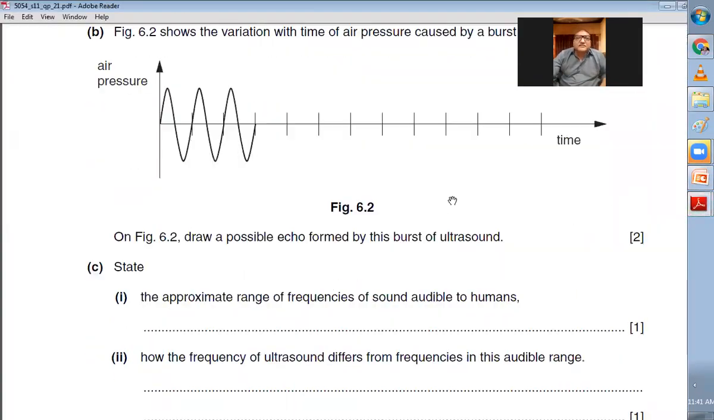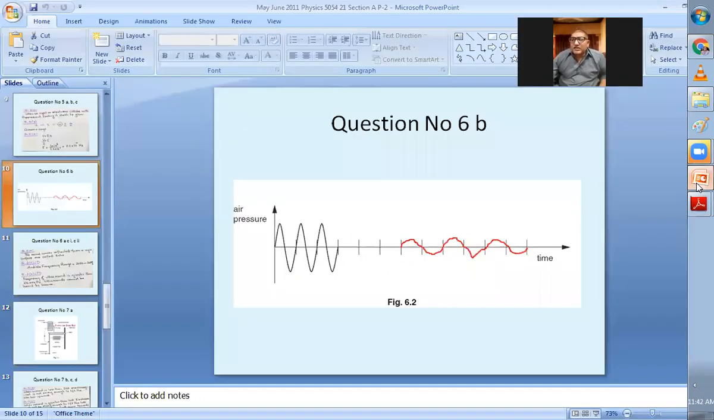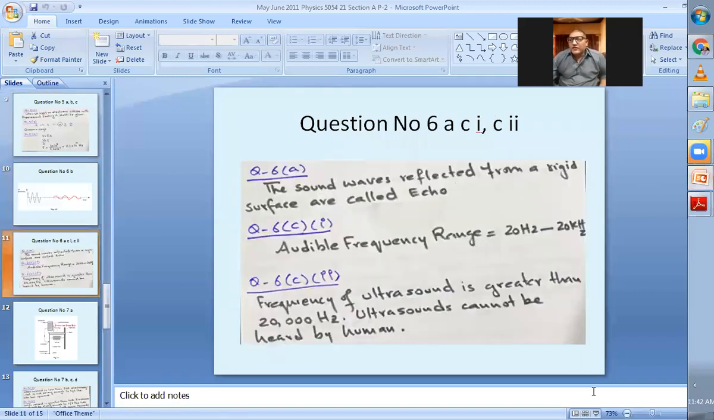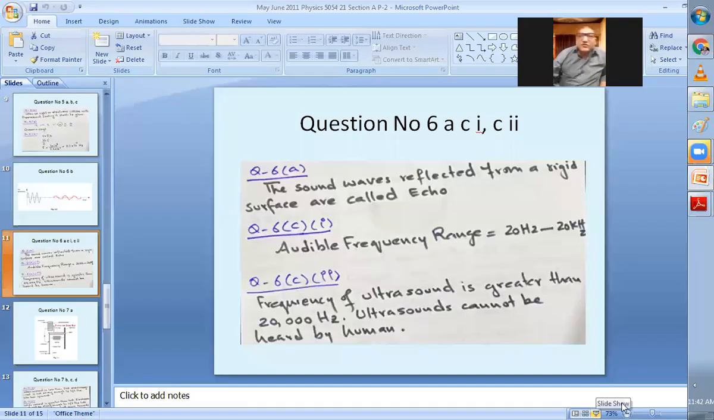He says, state the approximate range of the frequencies of the sound audible to humans. The audible frequency range for humans is from 20 hertz to 20,000 hertz. This is my written answer: from 20 hertz to 20,000 hertz, or 20 hertz to 20k hertz. That's the audible frequency range for humans. Okay, so let's move to the next part.